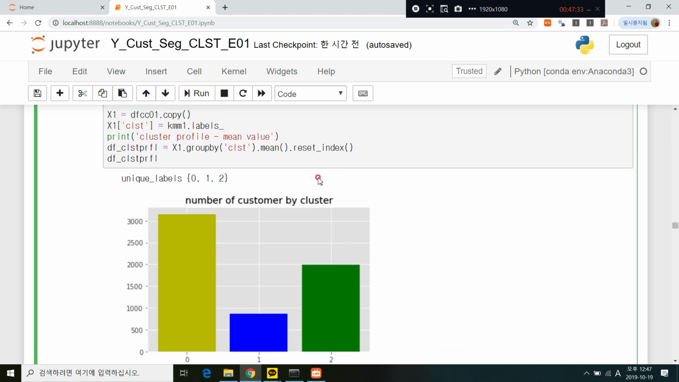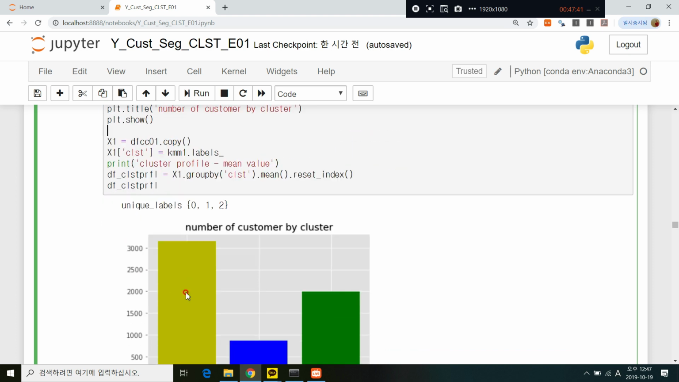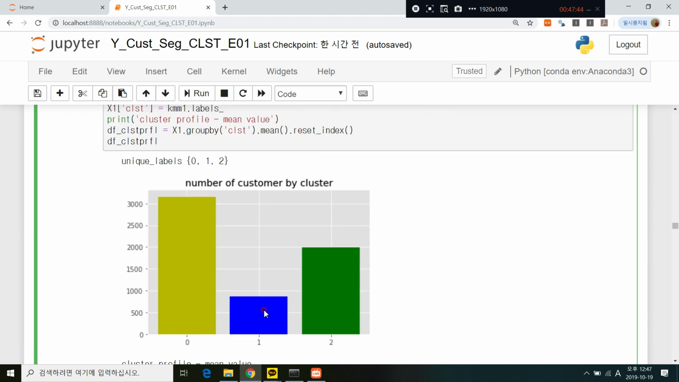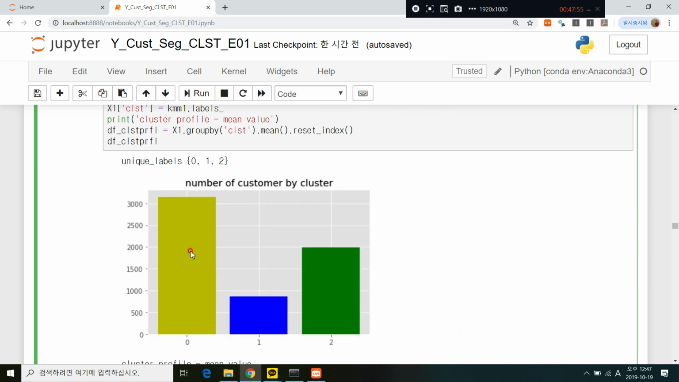Here are the results. Let's check this: number of customers by clusters. Let's define yellow, blue, and green. It doesn't look like yellow because maybe it has a little bit of something, so it looks a little different from the defined color, but it's because of the monitor. These are the customer groups K-means created.